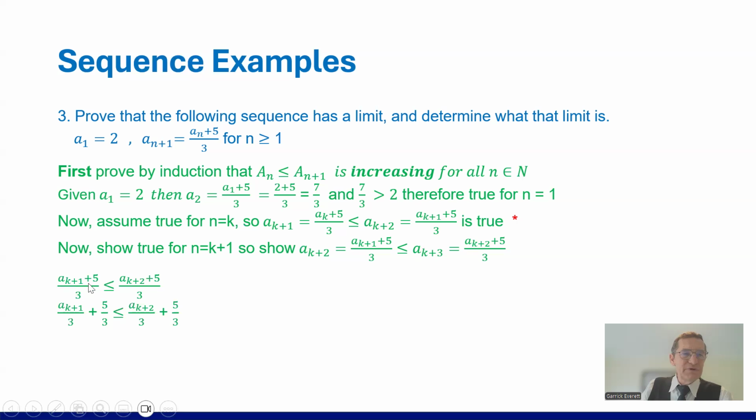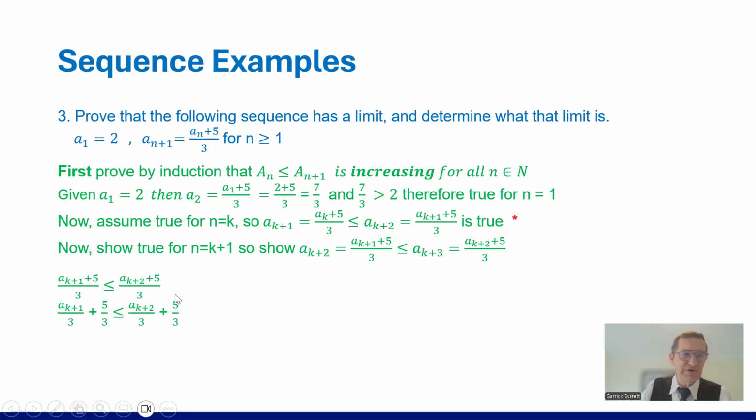So we're just going to simplify. What I'm going to do is take out the 5 over 3. So this is just a_k plus 1 over 3 plus 5 over 3, which is there. This is a_k plus 2 over 3 plus 5 over 3, and I've just separated that. Pretty easy, pretty basic maths.